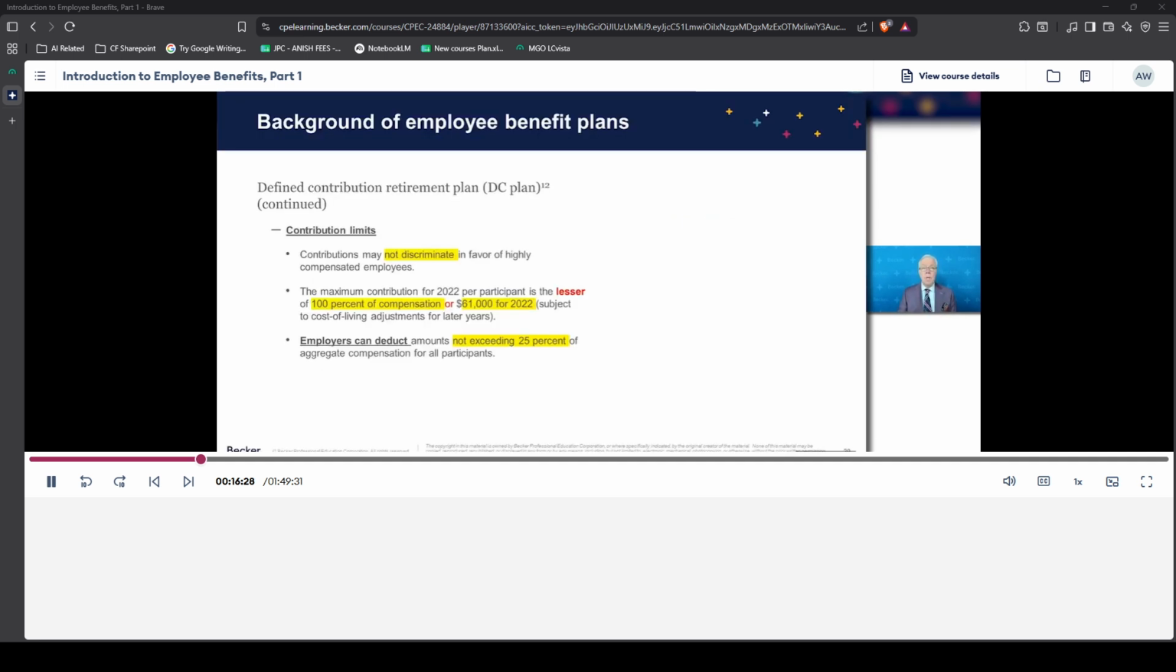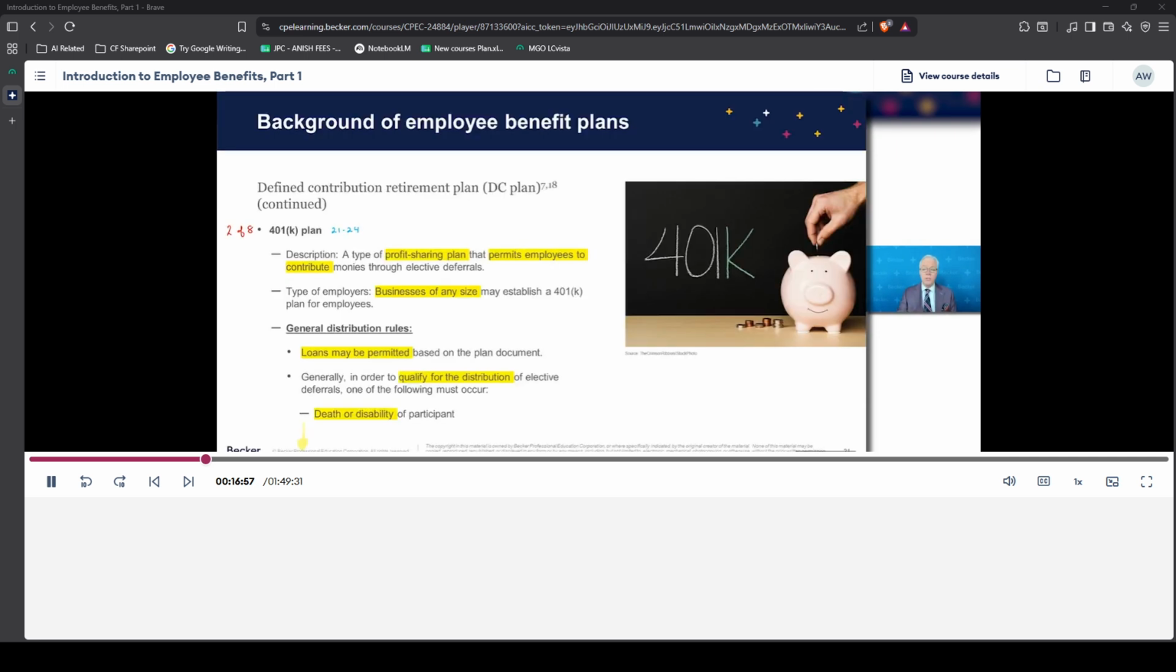Now, contribution limits, contributions may not discriminate in favor of the key employees and highly compensated people. The maximum contribution for the current year is the lesser of 100% of the compensation, or you can see the limit right there for the year in question. Now, every year they index it and they adjust it. Now, employers can deduct amounts not to exceed 25% of the aggregate compensation of all participants.